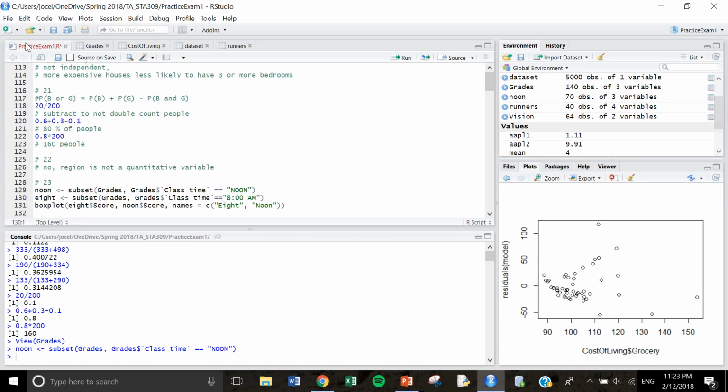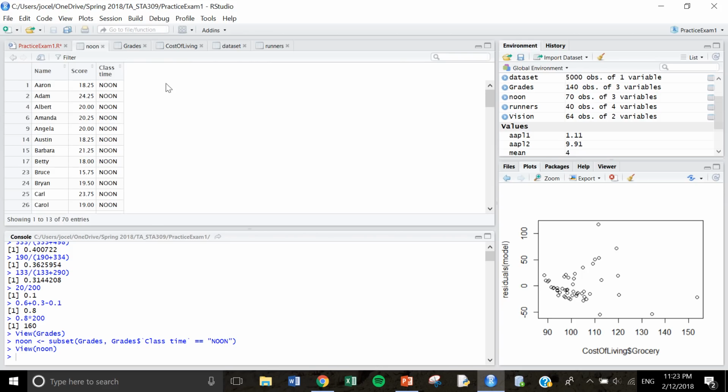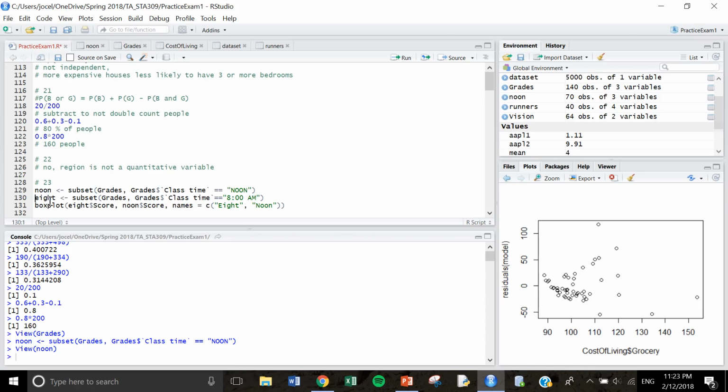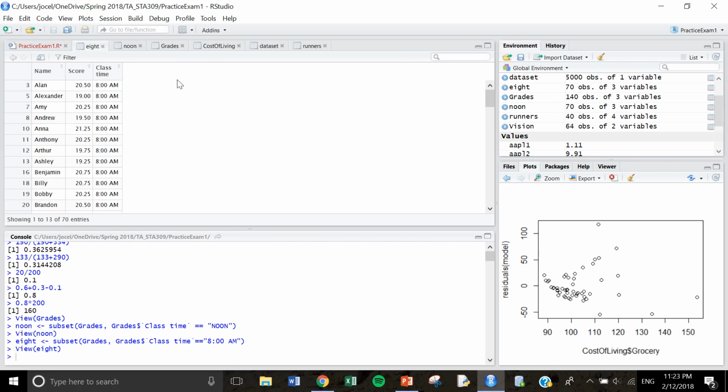I'm going to run that, and I get another data in my global environment, and it's called noon, so I can click on it and make sure I did it right. All of these say noon, perfect. Do the same thing, and I'm going to call it 8. I'm going to make a subset of grades where the class time column is going to equal 8 a.m. I'm going to run that, and I see I get something called 8 in there. And all of these have 8 a.m.